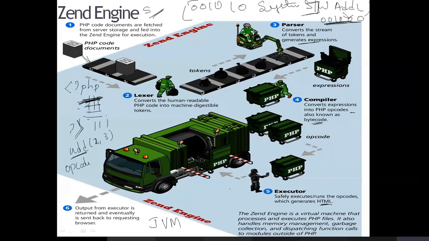These are the six clear steps. You should be able to explain how the Zend engine works for PHP, so all six steps you need to be able to explain. There is no need to write all these notations. At least just write the boxes and explain the steps. Steps are very important. This is just given for understanding purposes.